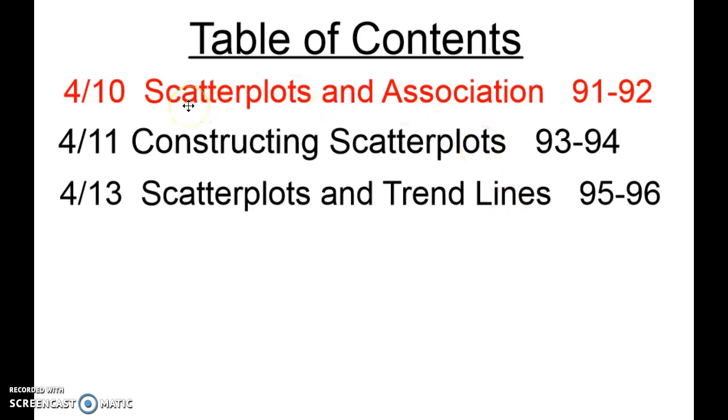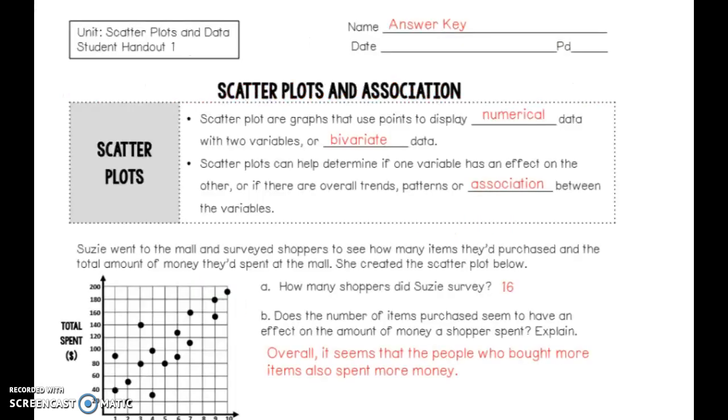Right now we're going to just focus on what a scatterplot is and what the associations are that you need to be able to identify. So on your note sheet, you're going to start by filling out your vocabulary here in the middle. Scatterplots are graphs that use points to display numerical data that have two variables, and it's often called bivariate data. Bivariate meaning because there's two variables.